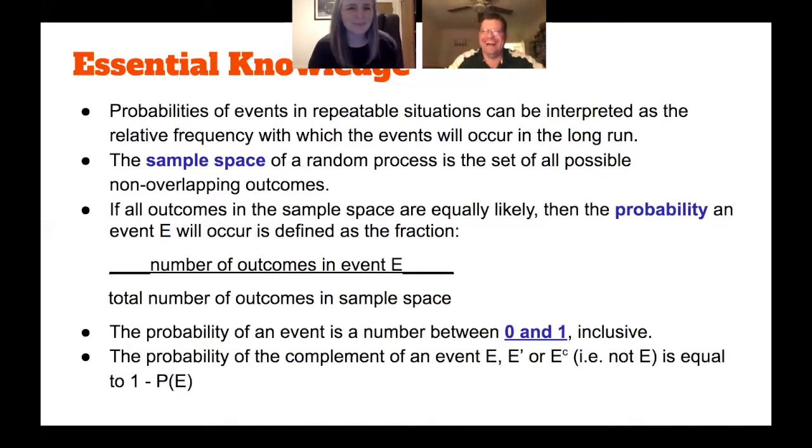Mr. Bobby, the probability of an event is a number between 0 and 1 inclusive. Okay, so I think the probability of muting Donald Trump is somewhere between 0 and 1.